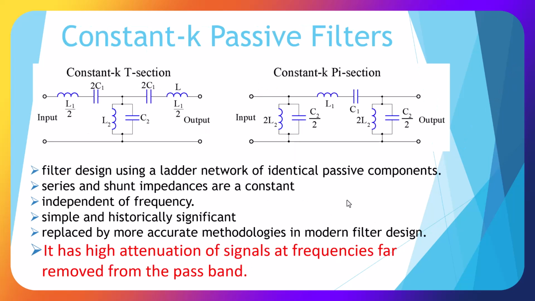Here we have a constant K passive filter, where we're trying to make it respond to different frequencies by utilizing capacitor and inductor components, and it's supposed to be independent of frequency. It's simple, and it's been replaced by more accurate methodologies in modern filter design. And from the FCC, it has high attenuation of signals at frequencies far removed from the pass band.